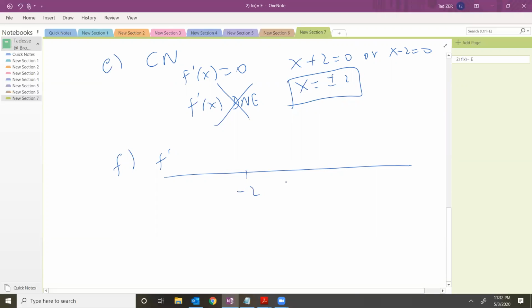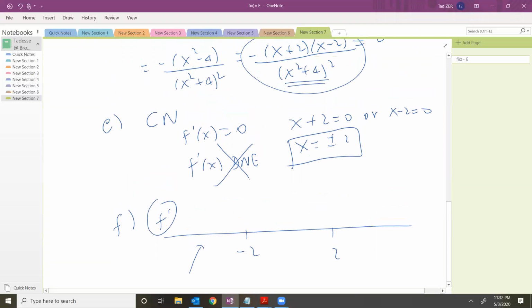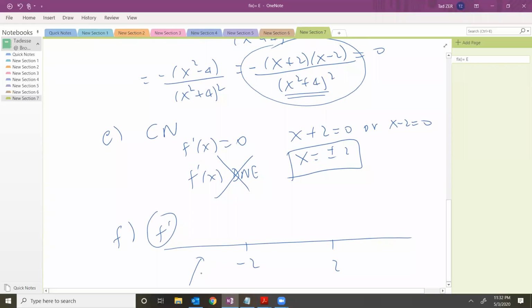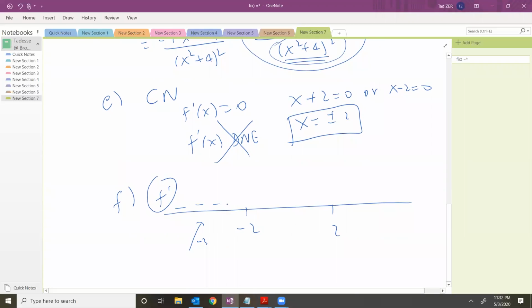So I have -2 and 2, so I'm testing f prime, okay, keep in mind. If I pick a number to the left of -2, let's say -3, then -3 plus 2 is negative, -3 minus 2 is negative, right? Negative times negative is positive. I have a minus sign. No matter what, the denominator is always positive. So this will be a minus sign.